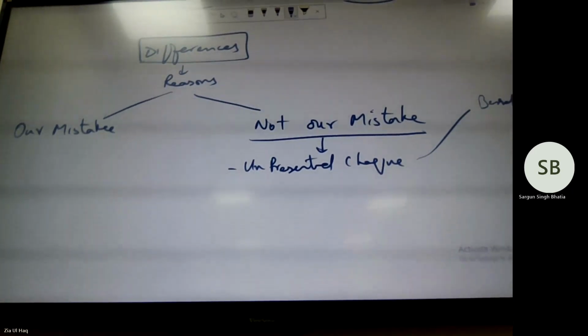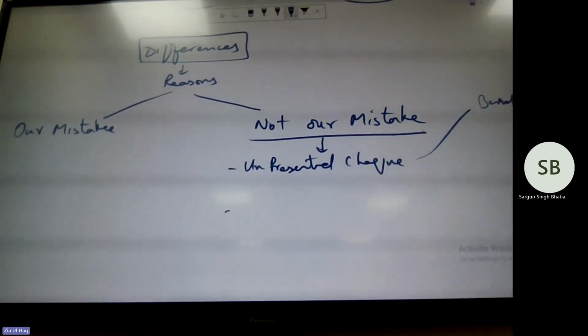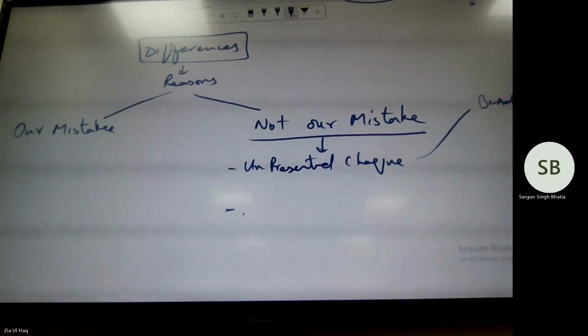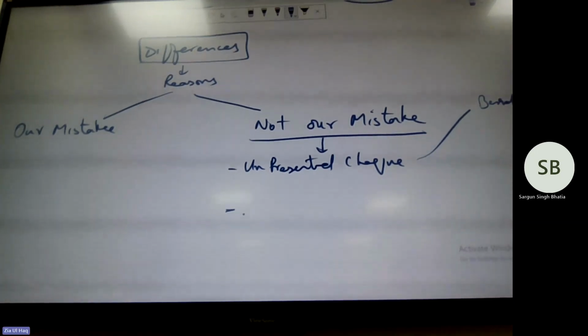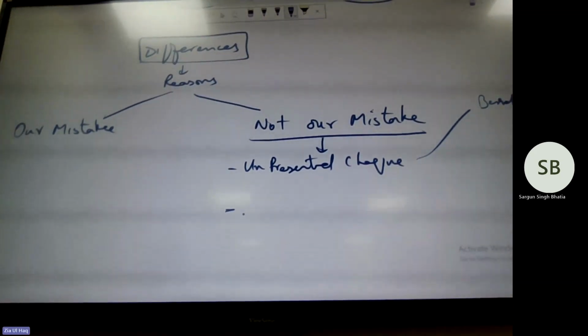One more example. We received a check from a customer. We deposit it into the bank. But that check has not been cleared yet, because it might be that the check is post dated. Post dated means the date on the check is of next month.